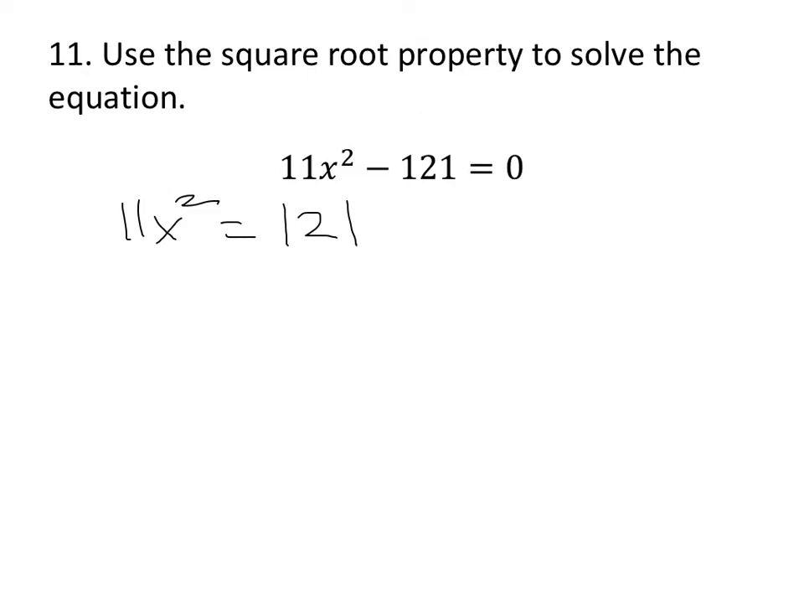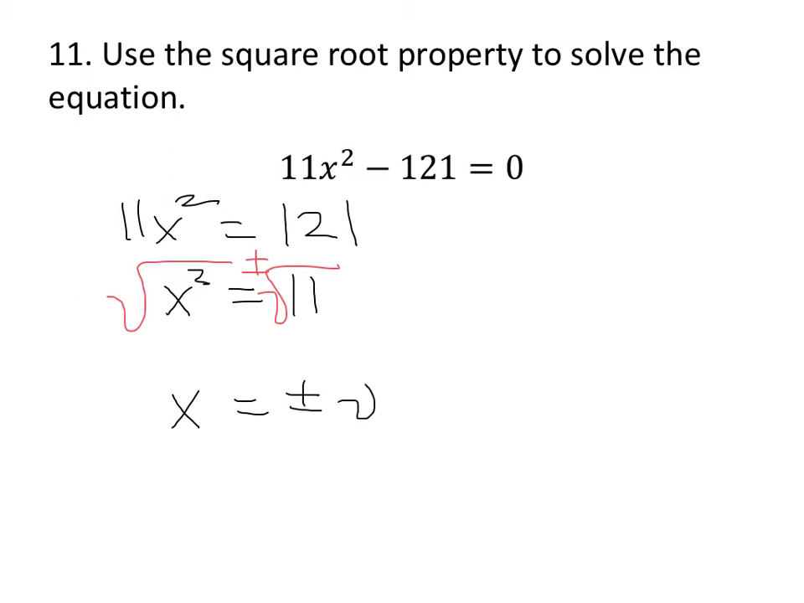And then we can go ahead and divide both sides by 11. And then we can take the square root of both sides. And when we take the square root of the left side, it becomes plus or minus the square root of 11. So the square root of x squared is x, and that's going to equal plus or minus the square root of 11.